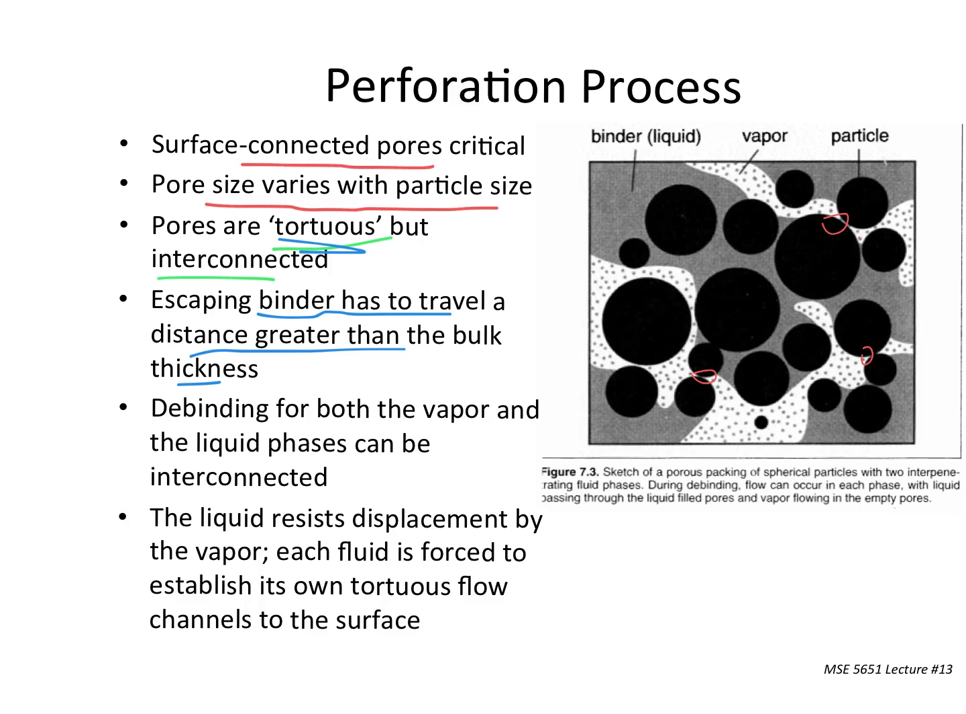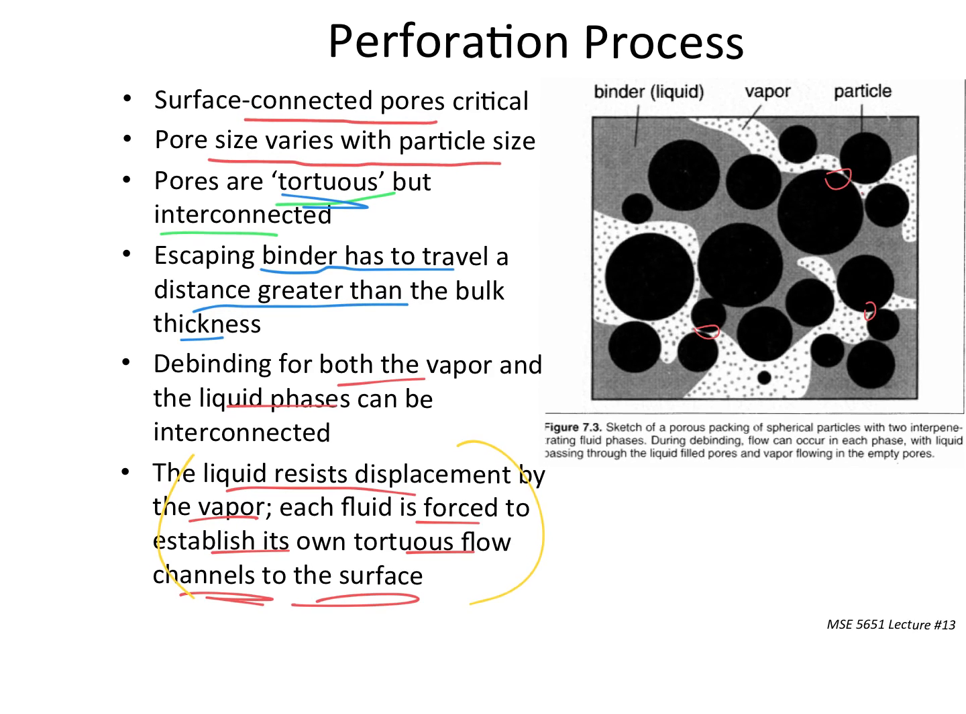And debinding for both the vapor and liquid phases can be interconnected. The liquid resists displacement with the vapor. Each fluid is forced to establish its own tortuous flow channels to the surface. So what that means is, if we have more than a two-component system, we can have more than just one perforation process. We can have an initial perforation in which binder A, or wax A, is removed, and then wax B is removed, and a different set of perforation occurs, and then you have the polymer C, the binder C, that is finally removed after both of those two perforations have taken place. All right, so this is kind of how these systems can work.